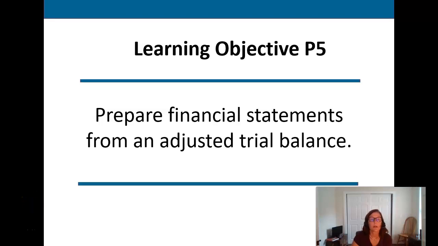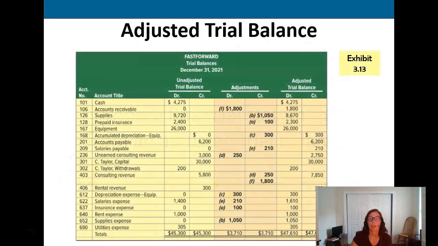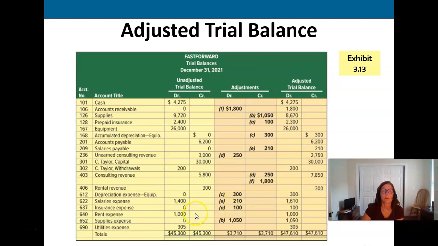We're going to wind up our lectures this week with the preparation of the financial statements now that we've made those adjusting entries. And this is ultimately going to look very much like the financial statements that you prepared as part of the last chapter's homework. We have our trial balance here, and this is the unadjusted trial balance. And this is what you used in the last chapter when you prepared financial statements.